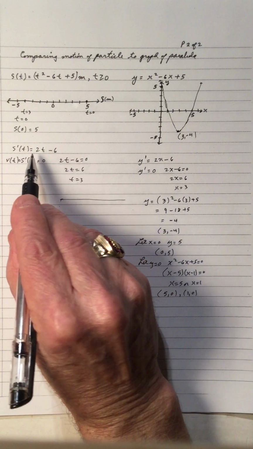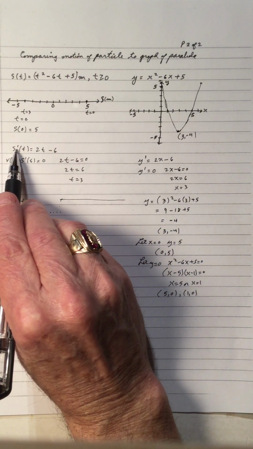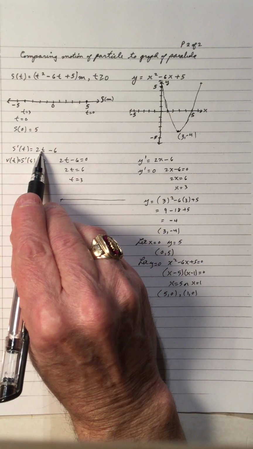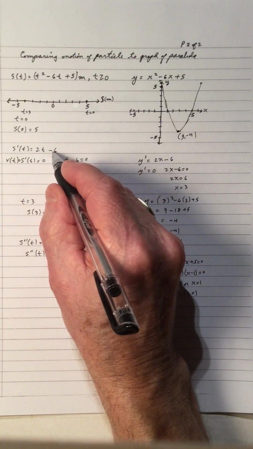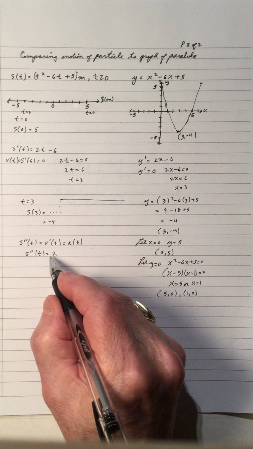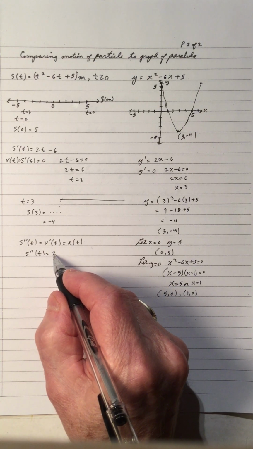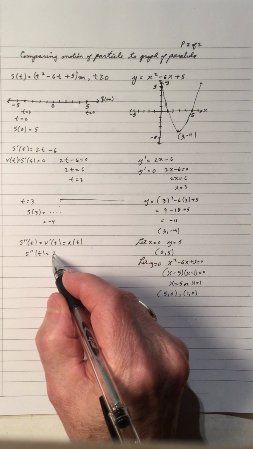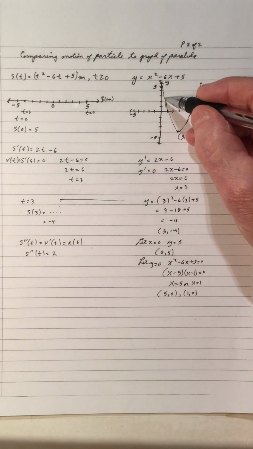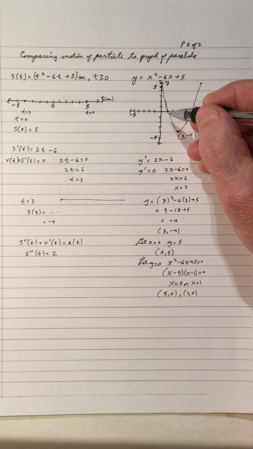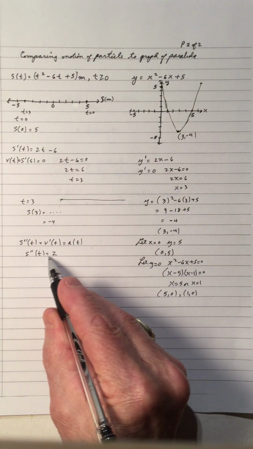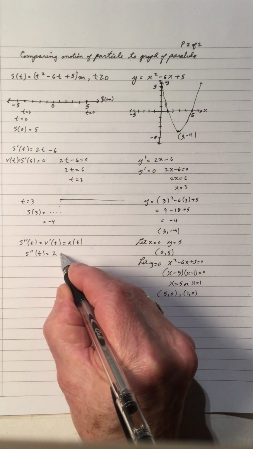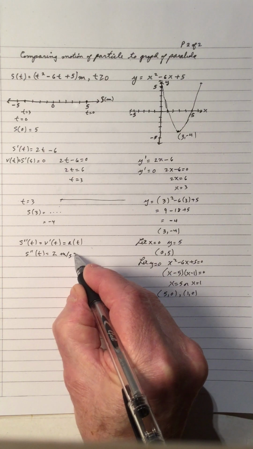So if I take t prime, which is the velocity, and do the derivative of 2t, that is 2. Derivative of negative 6 is 0. So the acceleration is always a positive 2, which means that in relation to the parabola, at any time, the acceleration is 2. So that's 2 meters per second squared.